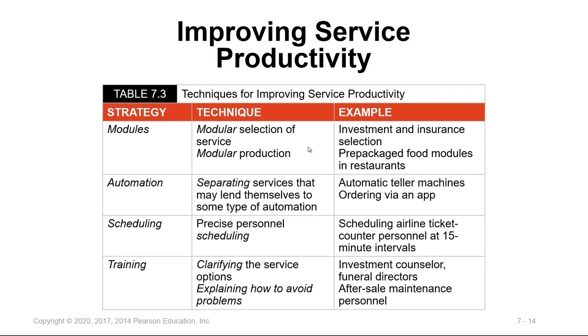It could also be through modules, for example, insurance selection. It's not only the manufacturing environment where you see modules. You can see that also in services. When you go to the different insurance companies, you start selecting different checkboxes or different packages, and at the end, with these different modules, you will have a final package that will be your insurance.